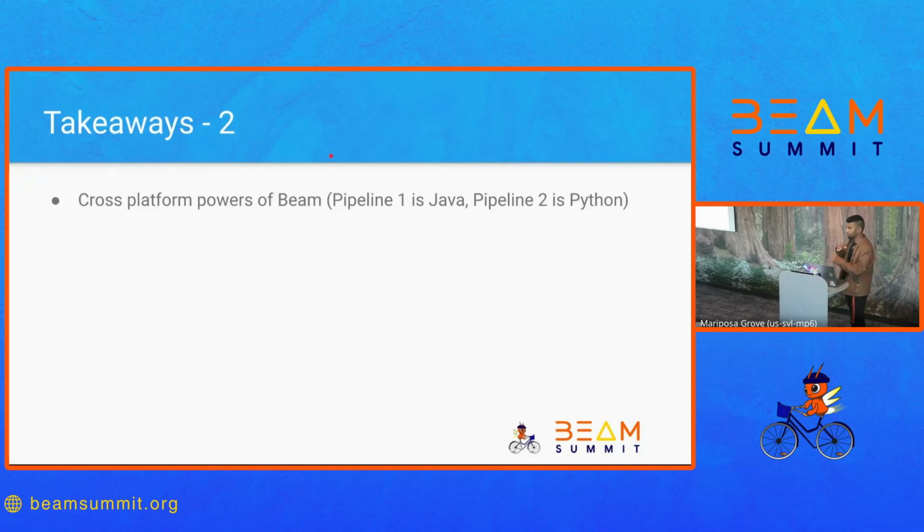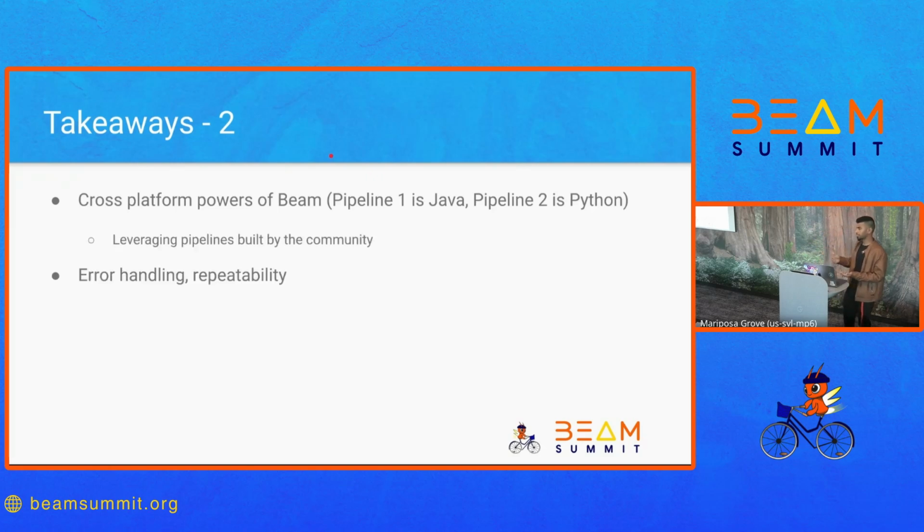And then another takeaway was the cross-platform powers of Beam, which I really like. As I mentioned earlier, the first pipeline was written in Java from the community, and the second one we wrote ourselves because we were basically a Python shop. And yeah, error handling and repeatability was so seamless. All we needed to figure out was how to output our errors in a way where you can get them back into the pipeline. We reuse the pipeline, right?